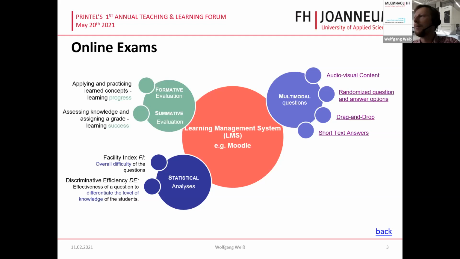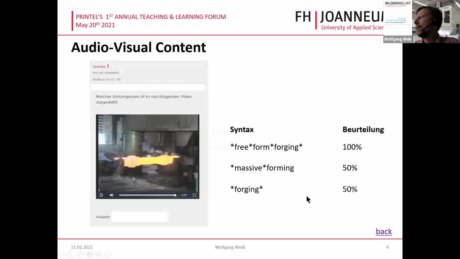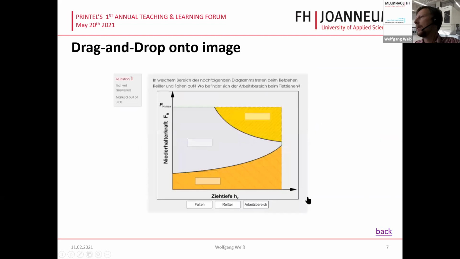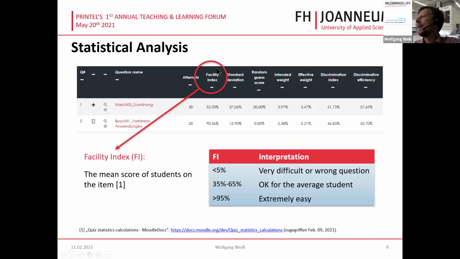So this discriminative efficiency gives you an indicator of the discriminative possibility due to a specific questioning type. What does this mean in more detail? To skip these slides, the facility index is just the mean score of all the students on a specific item. What you see on this table are two specific questions, question 1 and question 2, with a facility index of 53.